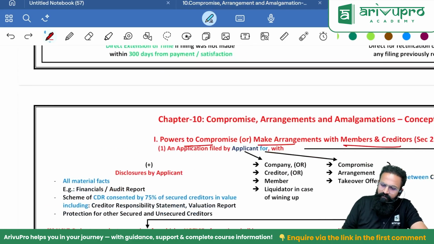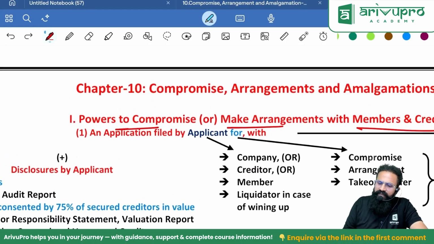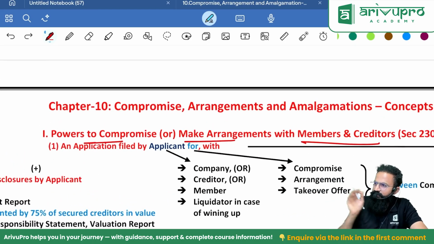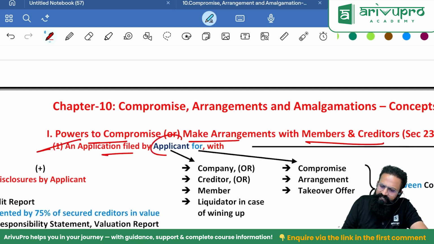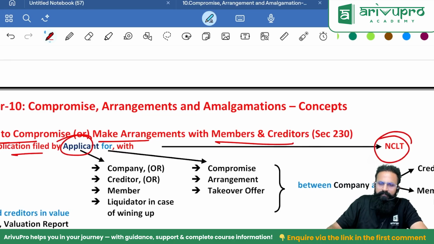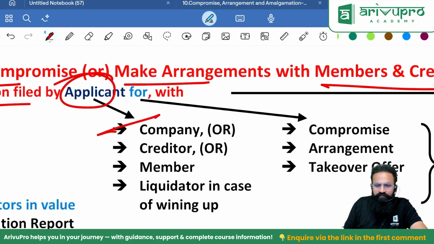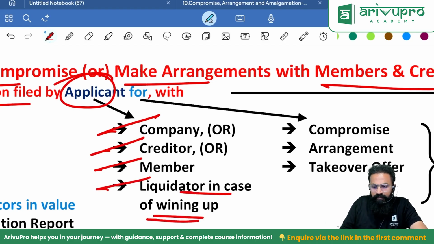Okay. Now see what will happen in this section. Powers to compromise or make arrangement with members and creditors. Section 230. An application is filed by the applicant, with the tribunal. Who is filing? The applicant here can be the company, Kingfisher; a creditor, ICICI Bank; a member, Vijay Mallya; or a liquidator if the company is in the process of winding up. So the applicant can be the company, creditor, member, or liquidator in the case of a company being wound up.